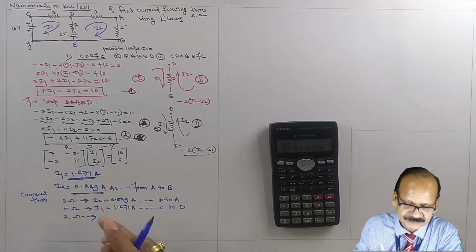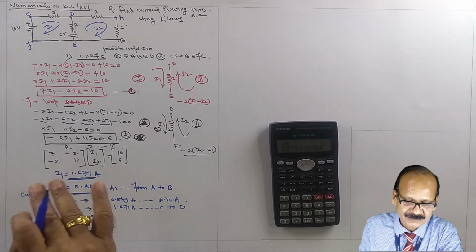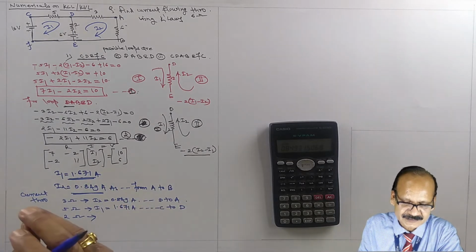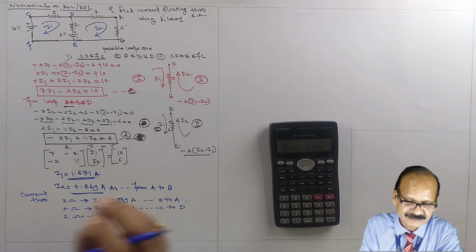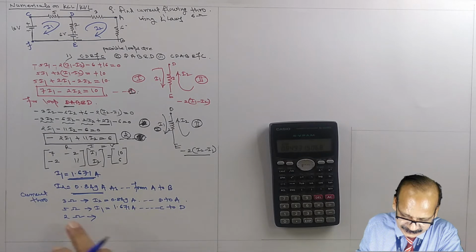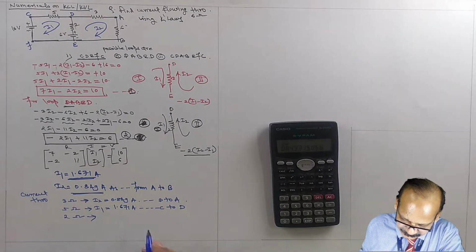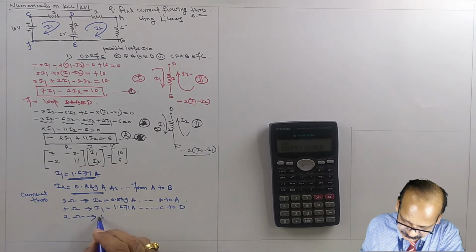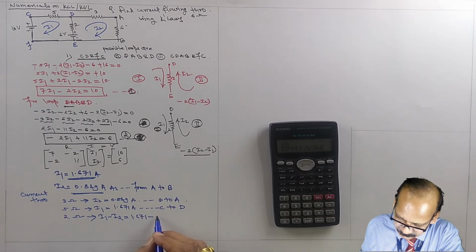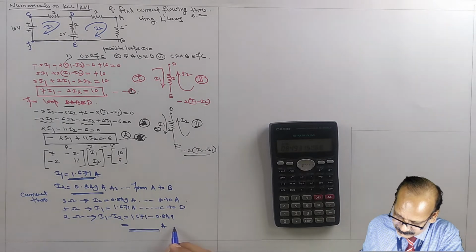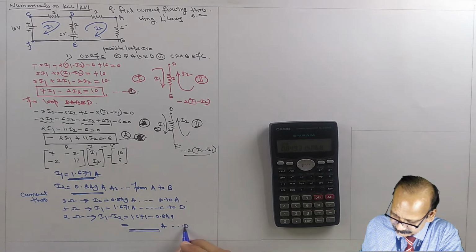Now here we have to use either I1 minus I2 or I2 minus I1. Always subtract the lower value from higher value, higher minus lower value, and give the sign of higher value. Which is higher? Higher is I1. So you have to give the sign of I1. I1 minus I2, this is 1.671 minus 0.849, and this is equal to ampere. This will be positive, and that means from D to E.